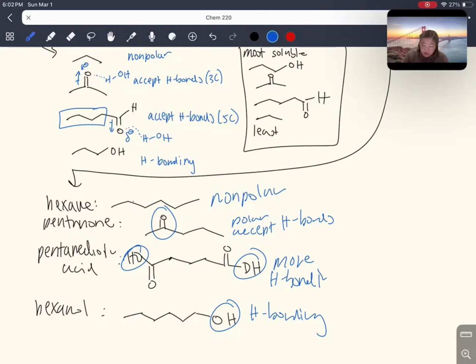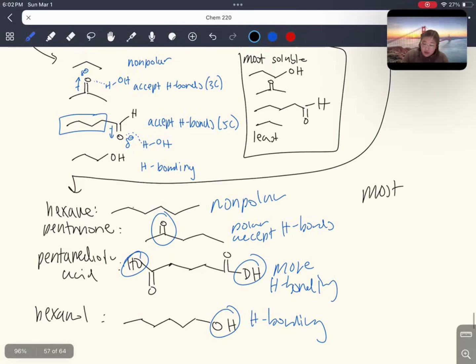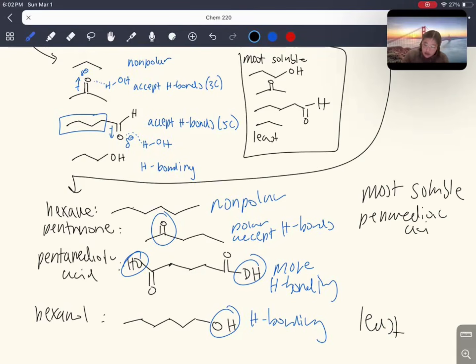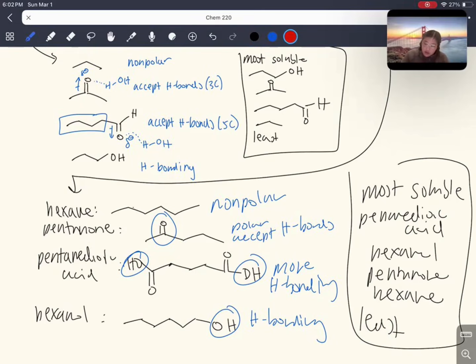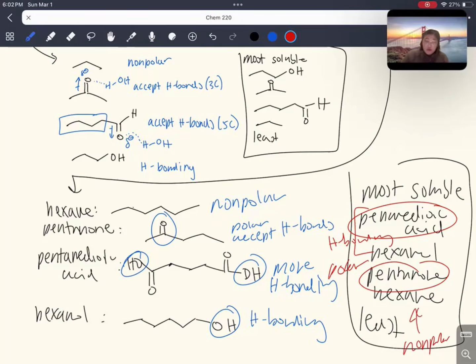So when you think about most soluble to least, the answers for this one are: the most soluble is pentanedioic acid. The second is going to be hexanol. The third is going to be pentanone. And the fourth is going to be hexane. The reasoning is that these two can do H bonding. The pentanedioic acid can do more H bonding. Pentanone is at least polar and it can accept H bonds, and hexane is nonpolar, so it wouldn't interact with the water at all.